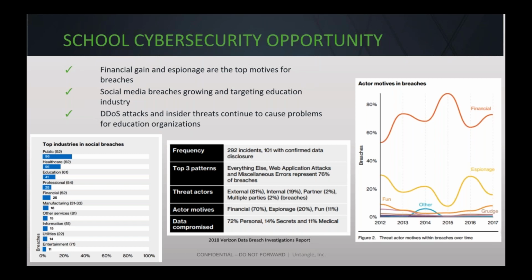But 72% of the data compromised from these breaches has been personal. And then you see secrets and medical adding up. So these are students, these are teachers, and those are the people whose information is at risk for those types of breaches. And that's not great, obviously.